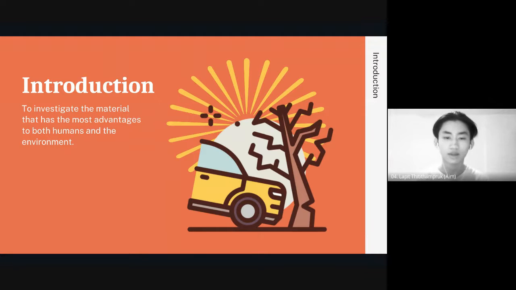So approximately 1.3 million people die every year because of road traffic crashes. So road traffic safety is becoming more significant and getting more attention from institutions. This awareness relates to the barrier, which plays an important role in reducing road traffic accidents. So we decided to investigate a material that has the most advantages to both humans and the environment. The concentration of this project is the car damage.